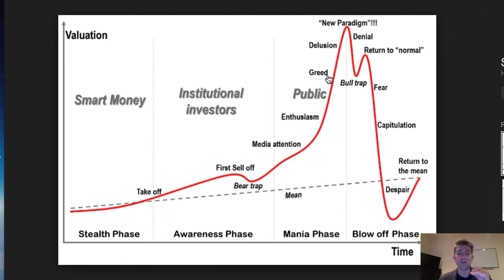And that's when you get this delusion phase. It can't go down. This is just going to keep going and keep going. It's just ripping. There's loads of media attention on it, loads of people saying how much money they've made. Nobody's saying they've lost any money. It just appears that every single person is making millions and billions from trading this instrument, whatever it may be.